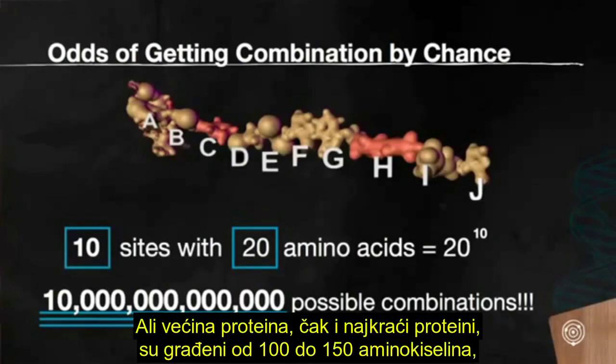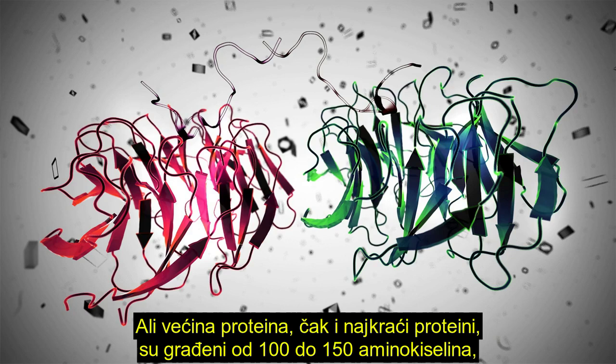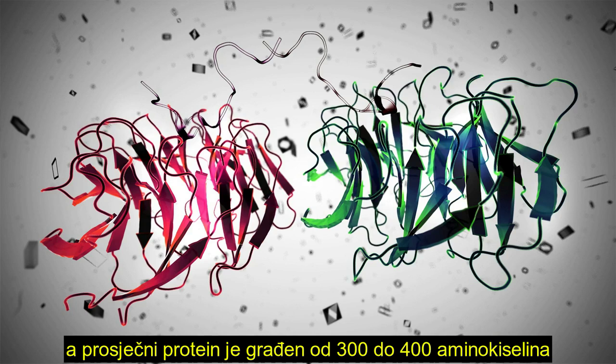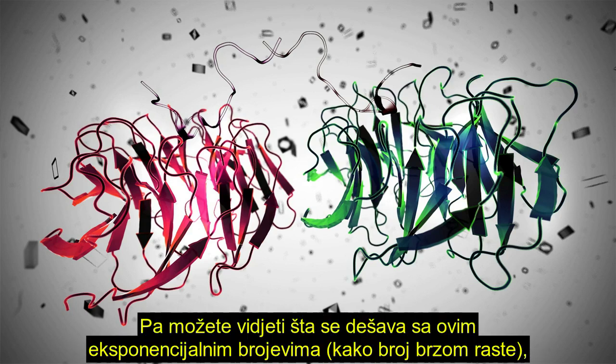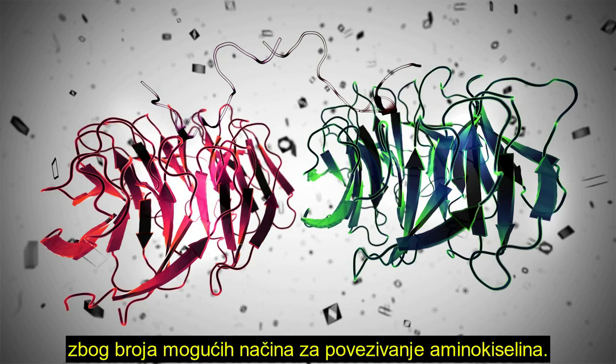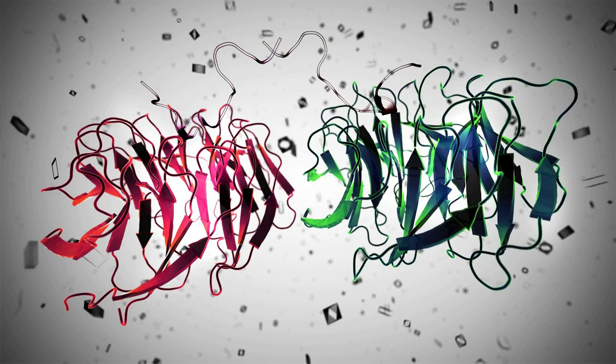But most proteins, even shortish proteins, are 100 to 150 amino acids. The average length proteins may be 300 to 400 amino acids. So can you see what's going to happen to these exponential numbers as far as the number of possible ways of combining the amino acids?